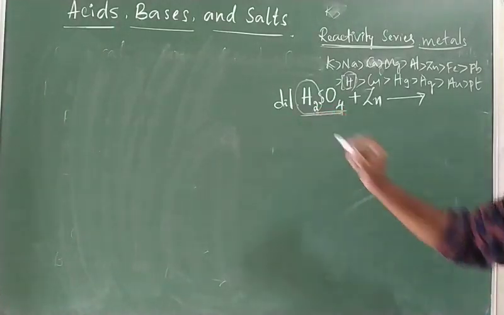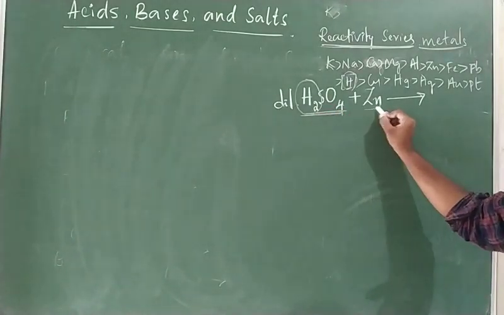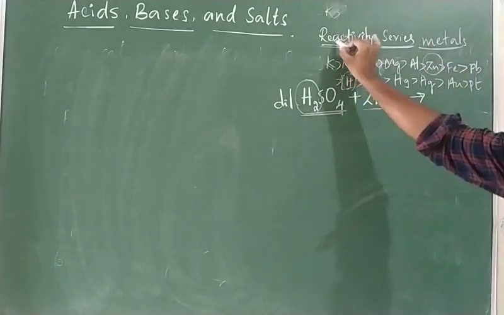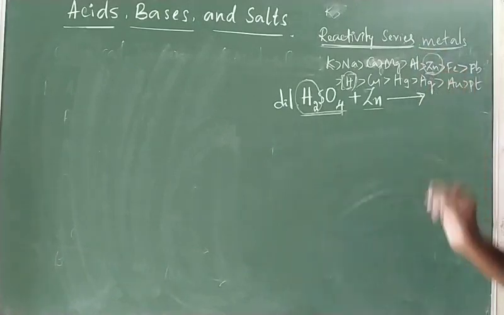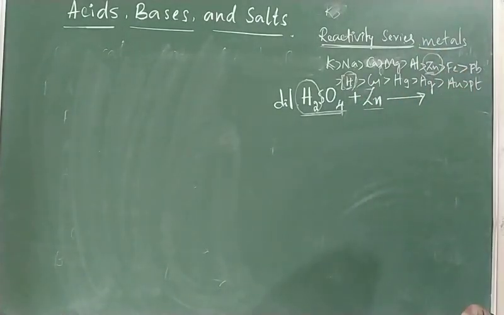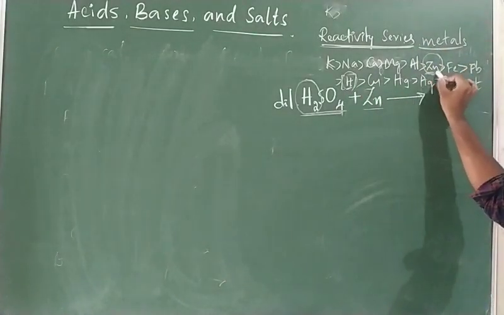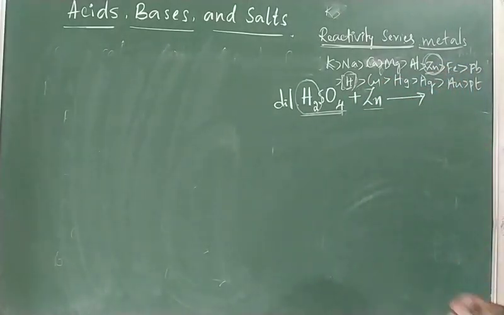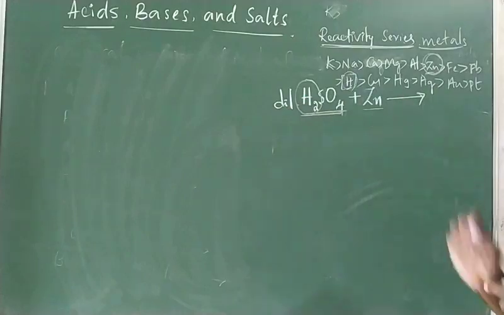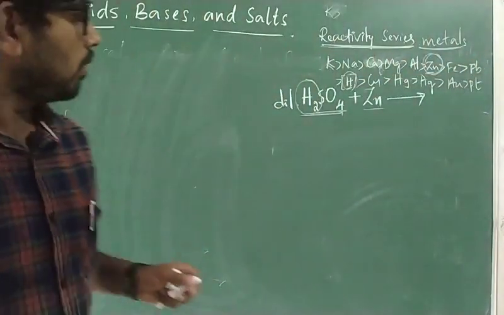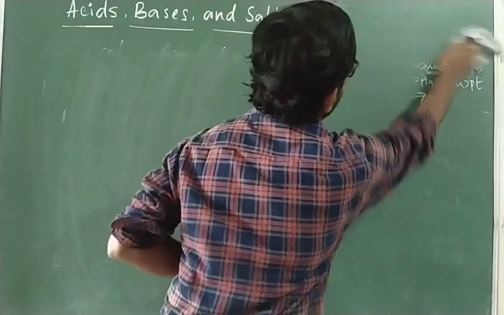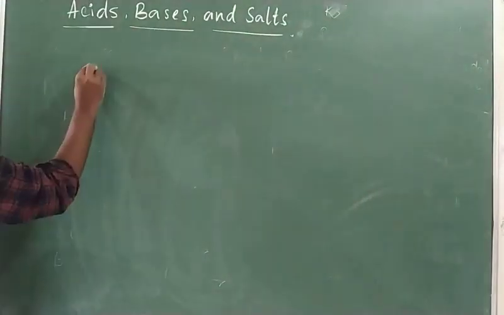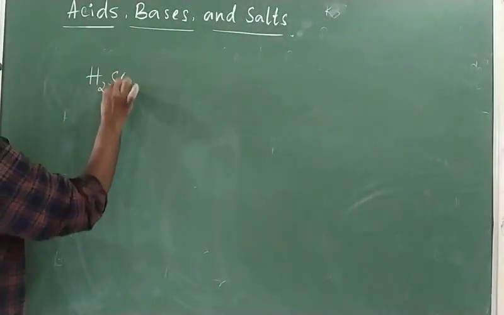So here we have hydrogen and we are adding zinc. As you know, as per the reactivity series, zinc is more reactive than hydrogen. So what will it do? It will replace the hydrogen. It is going to displace the hydrogen. Hence a displacement reaction is going to take place. I will write it here. Okay, I hope you got clarity about the reactivity series. So what happens when you take dilute sulfuric acid?